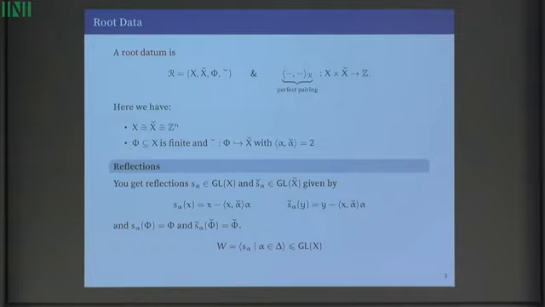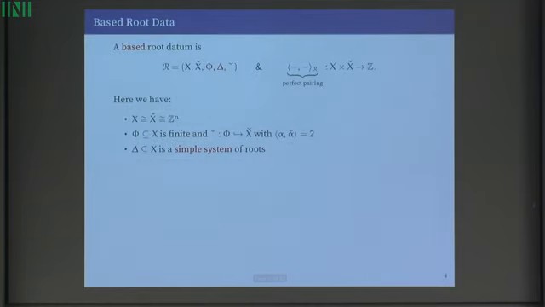So if you look at GL(X), you get a subgroup which is generated by the reflections, and that's the corresponding Weyl group. Okay. So this is all very classical. So I'm going to actually work with based root data. So inside a root system, you can always pick a simple system of roots. And so it's convenient to really think of this as being part of this data.